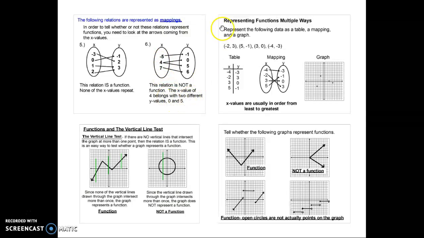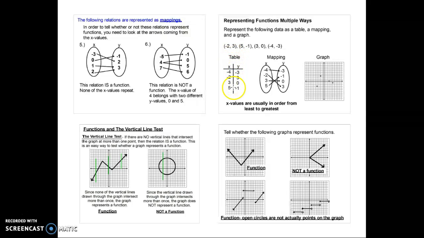Okay. Now, representing functions multiple ways. This is just everything combined together from the last few examples. So I can represent this data as a table, a mapping diagram, and a graph. Okay, so here's my list of ordered pairs. So I have -2, 3, 5, -1, 3, 0, and -4, 3. So the first thing I'm going to do is list it as a table.